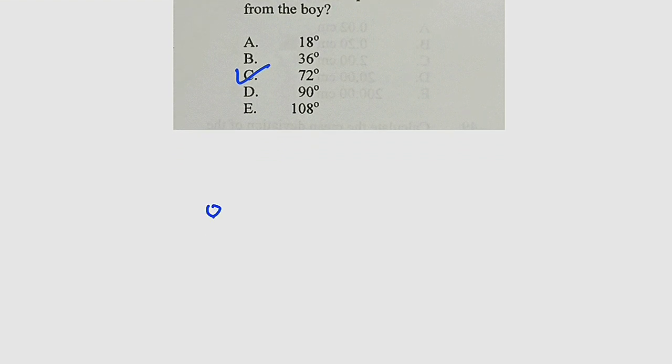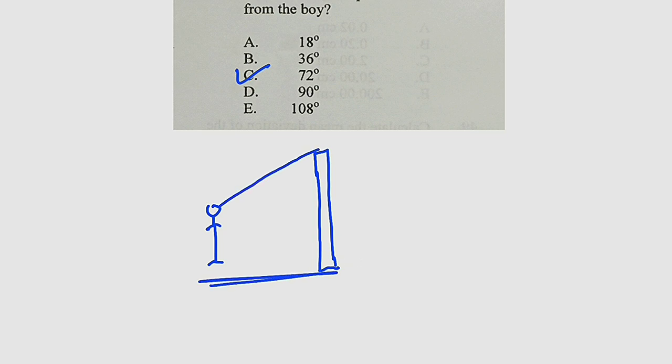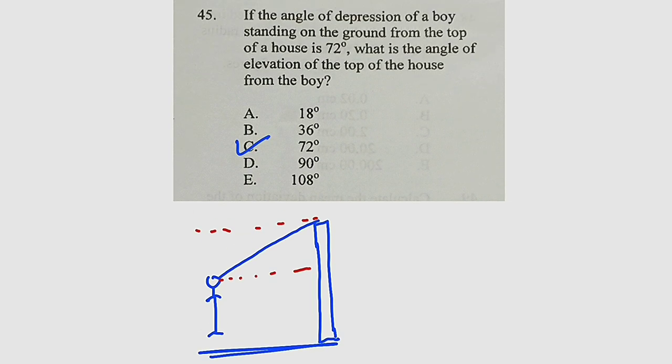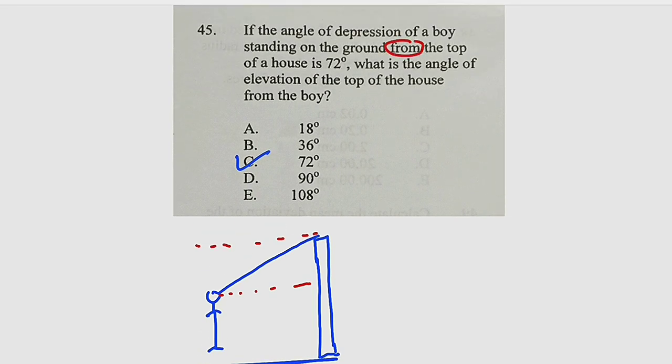Suppose we have a boy here standing, and we have a vertical wall here, or a house, from the same ground. So from the top to his eyes is something like this. And in both cases, we have a line of sight. So the moment you hear this word "from", it is very important. That is where you're going to calculate the angle.